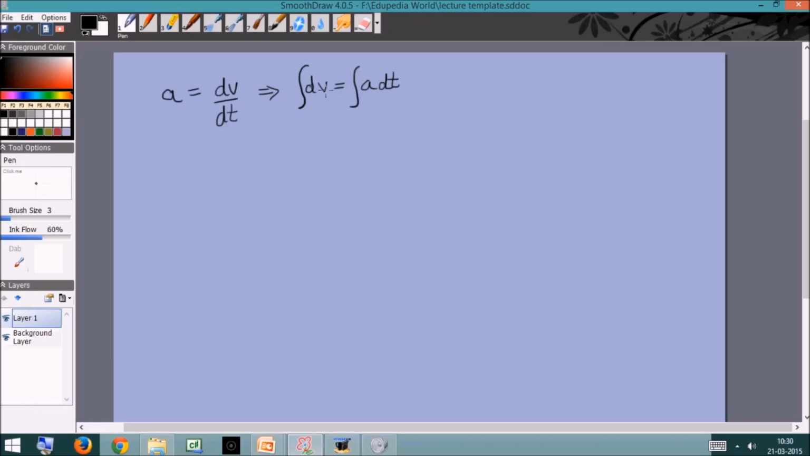So we need an extra condition apart from this, and let's say it's given to us that v as a function of time is equal to u at t is equal to 0. That means we are given that at t is equal to 0, at the initial point, the velocity is u, which is another way of saying the initial velocity is u. So if we are given this, let's try to do it indefinitely. What will be the integral of dv? dv can be written as 1 times dv. 1 can be written as v to the power 0. The integral of v to the power 0 would be v to the power 1 divided by 1. So that would be v.